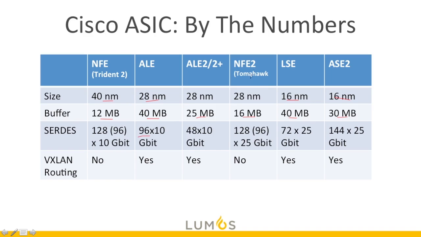And then the NFE2, the Tomahawk, provides 128 25 gig interfaces. Now, you'll notice here I have put 96 in parentheses. That is because both the Tomahawk and the Trident 2 are oversubscribed. So if you want to run full line rate on all packet sizes, you have to turn off about 1/4 of the ports in order to make that happen. And then it shows which chips are capable of VXLAN routing.